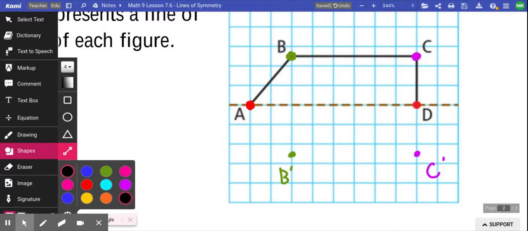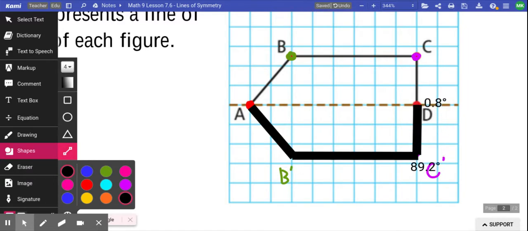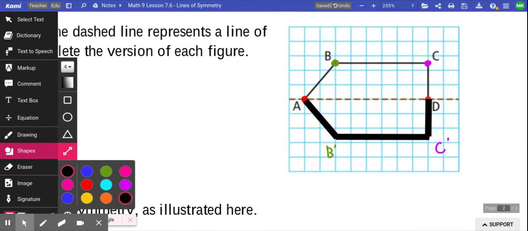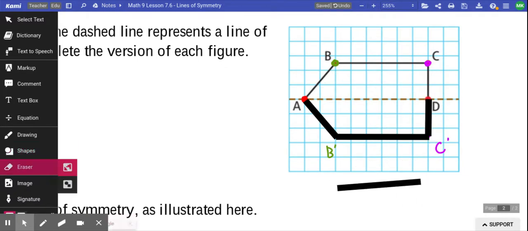I'll try to do it in black, so that means it should look like this. And you notice that we now have a shape that is being cut perfectly in half by our line of symmetry. Awesome. Lines of symmetry, basically just like reflecting from 7.5. If you forget how to do reflections, I recommend you go back to 7.5 and try it out.